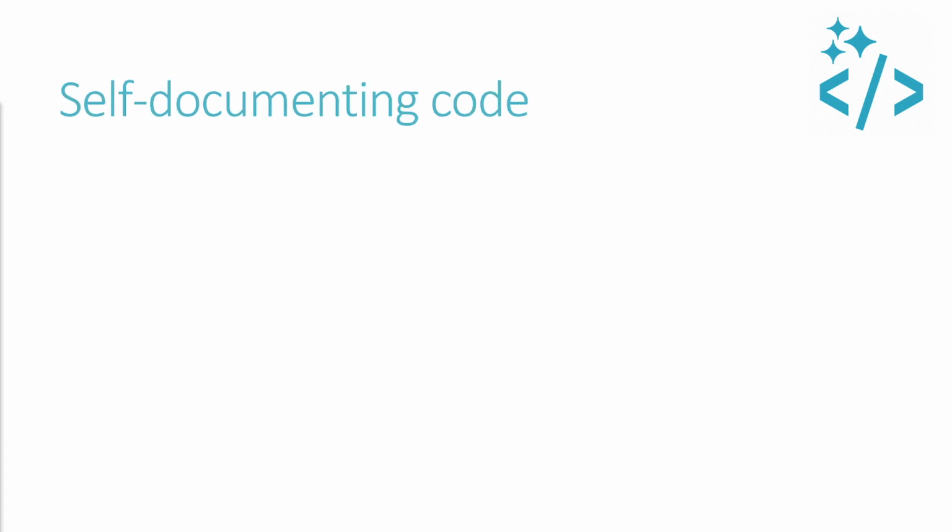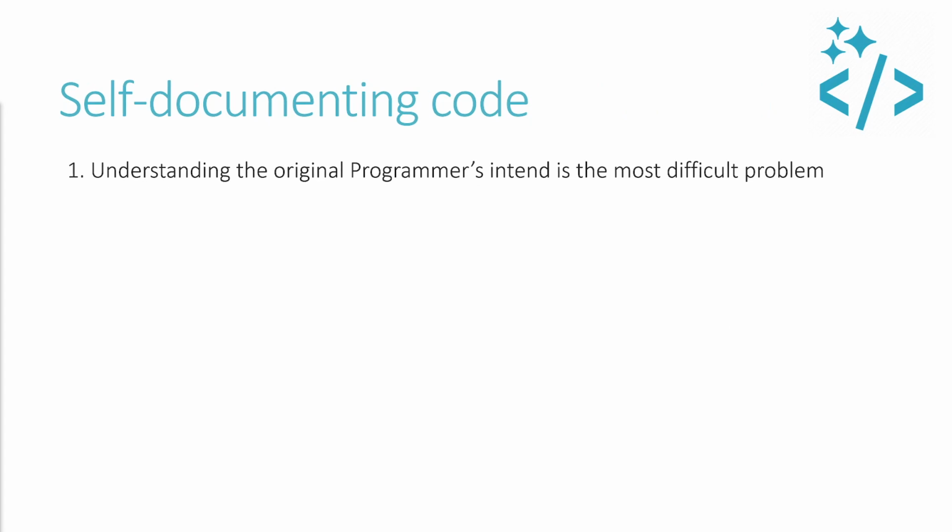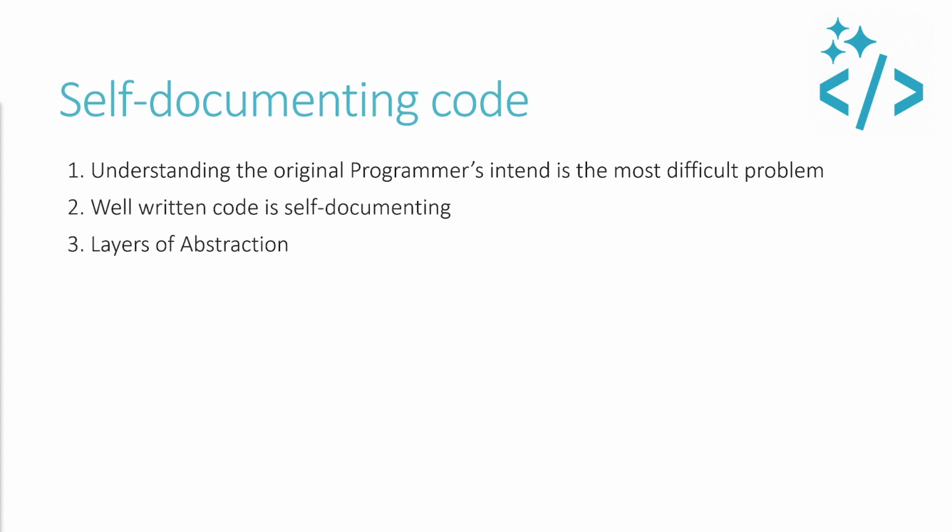We should strive for self-documenting code because understanding the programmer's intent is the most difficult problem. Well-written code is self-documented, with nicely written variable names and classes, and we should have these layers of abstraction: business logic, UI, and so on.